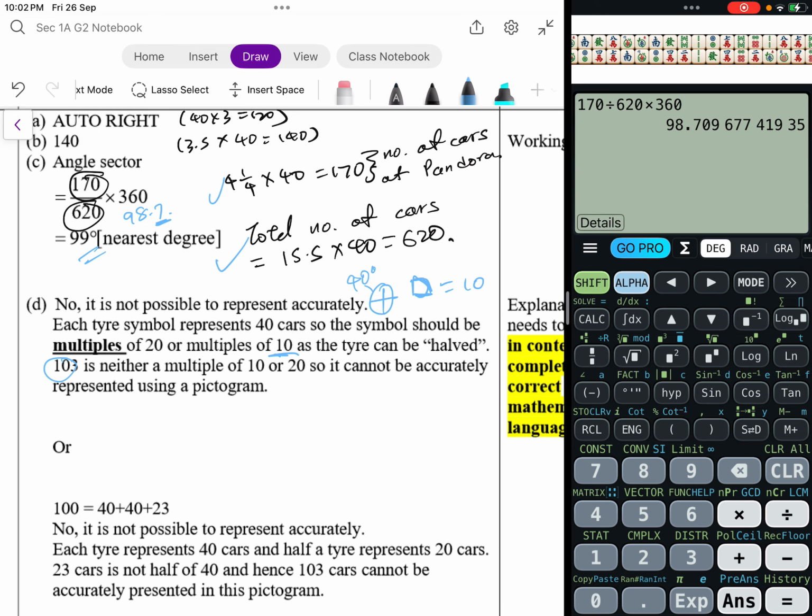the smallest picture in the pictogram is 1/4 of a tire, which is a multiple of 10. Right, so since 103 is not a multiple of 10, it cannot be accurately represented using a pictogram.